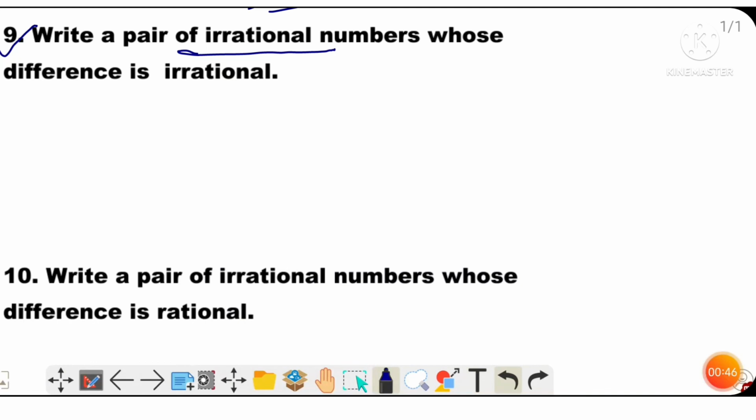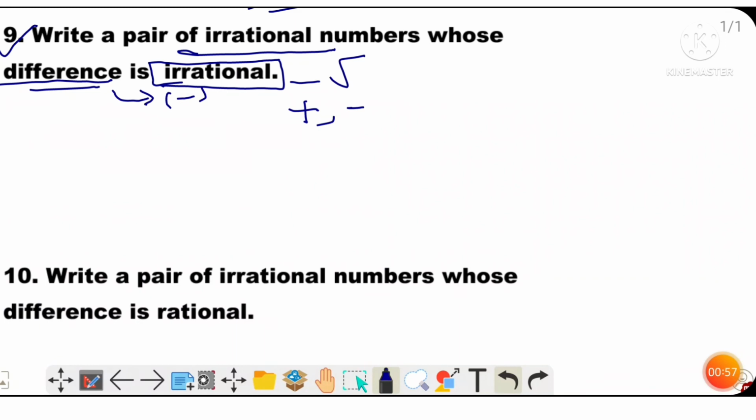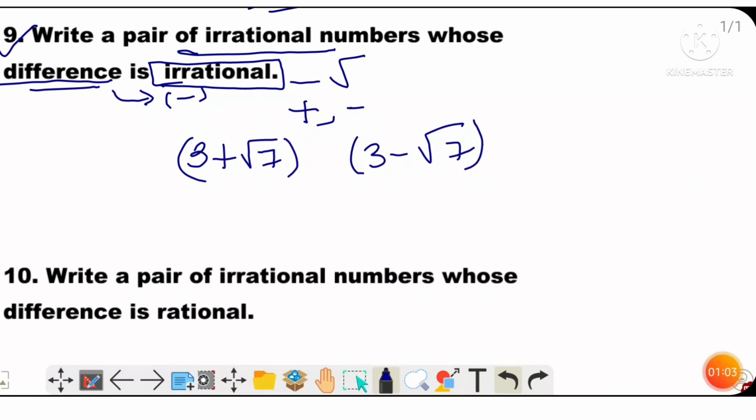Question number 9, we have to find the difference of the two irrational numbers, and the answer should be irrational. Difference means subtraction. So we will take the opposite sign here, plus and minus. So let us take 3 plus root 7 and 3 minus root 7, plus and minus. So here we have to find the difference.